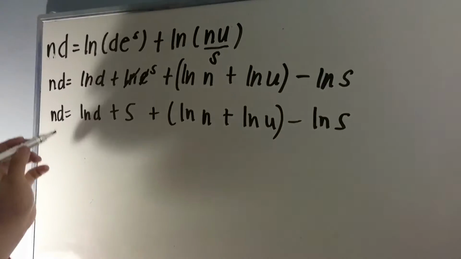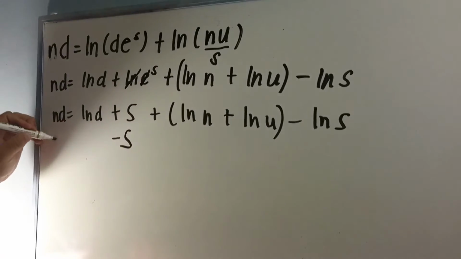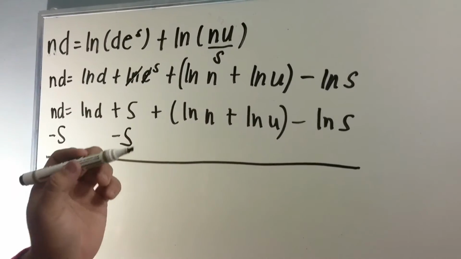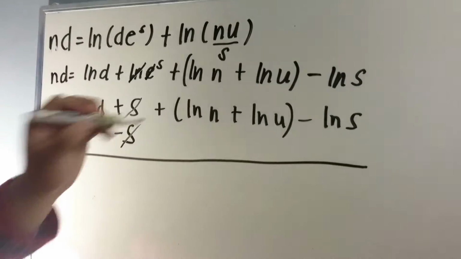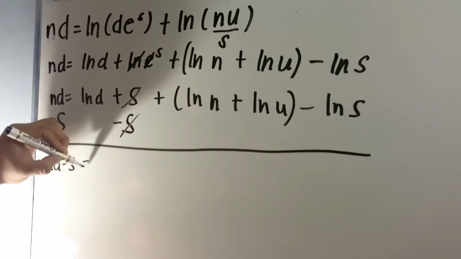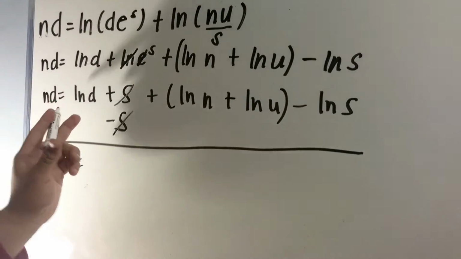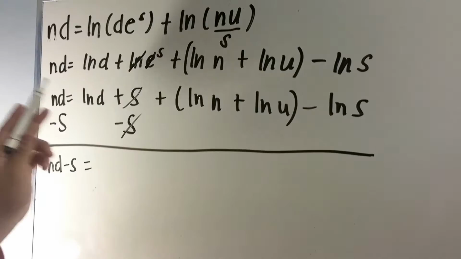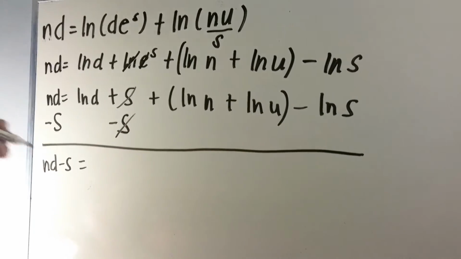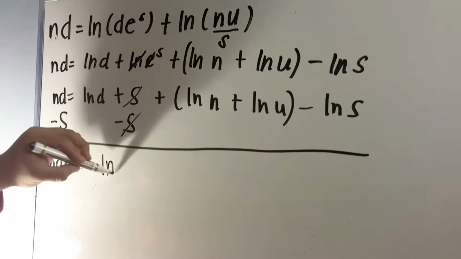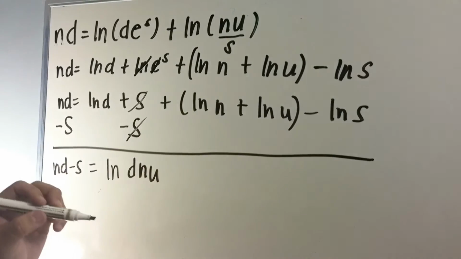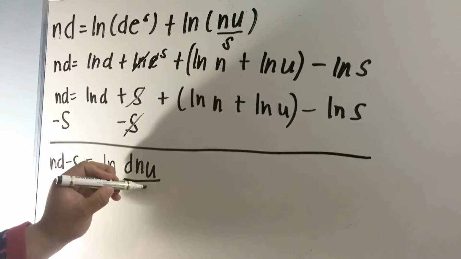Okay, so what we can do now is subtract the s, because everything else on the right side is natural log. So we just get rid of the s on the right side. So it's going to be nd minus s equals, and I'm just going to simplify these now. When we simplify them, adding is multiplication and subtracting is division, okay? So it's going to be ln of d and u, and then minus s is going to be over s.